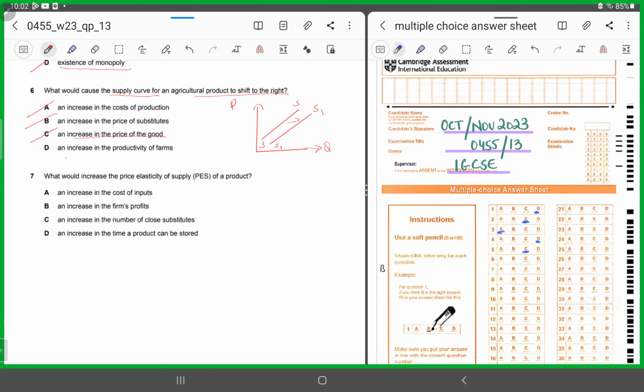D says an increase in the productivity of the firm. Yes, that's the correct answer. Why? Because this shows that the farm output has risen. The output has increased. That is why the entire supply has now shifted outwards towards the right. So by logic and by elimination, I have shown that the correct answer for number 6 is D. All right.